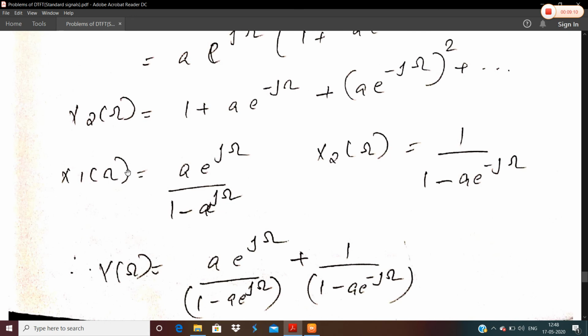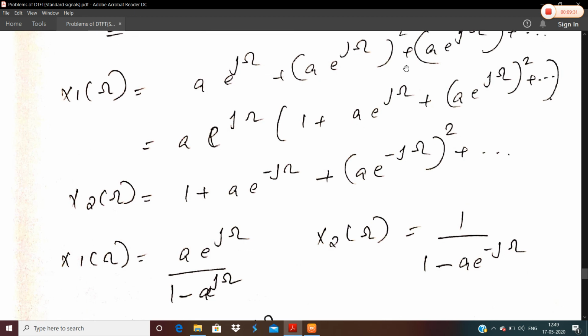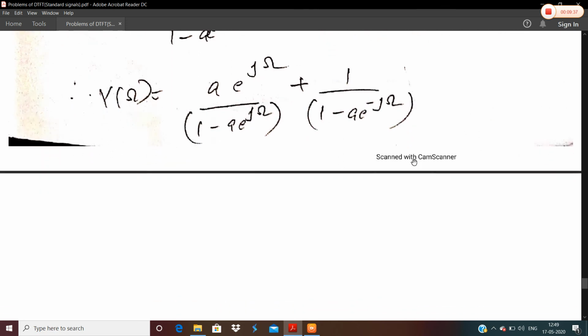So x1 of omega is nothing but a into e raised to j omega by 1 minus a into e raised to j omega. This was already proved in the last question, by applying the finite summation formula to the inside term. And x2 of omega is nothing but 1 by 1 minus a into e raised to minus j omega. Here it is minus j omega, here it is plus j omega. So you got x1 of omega as well as x2 of omega, and we'll just add them: x1 of omega plus x2 of omega.